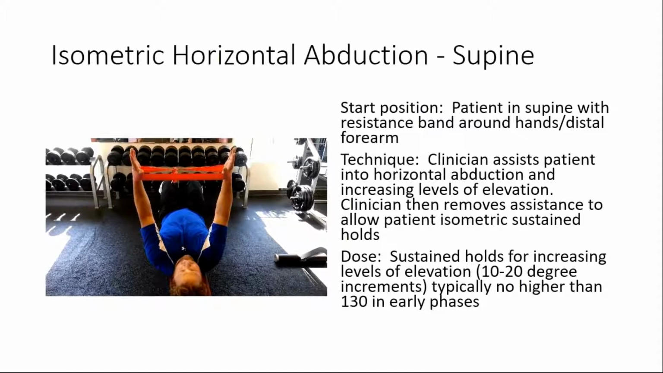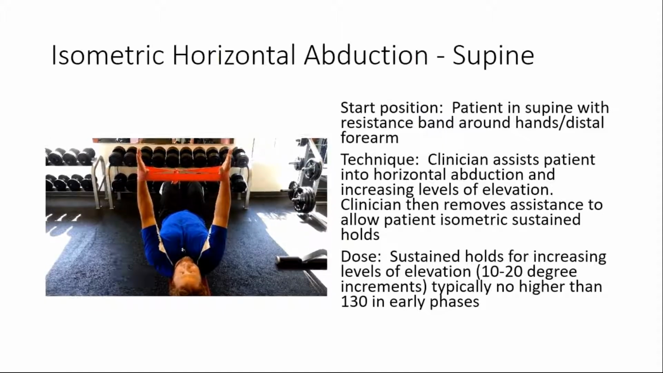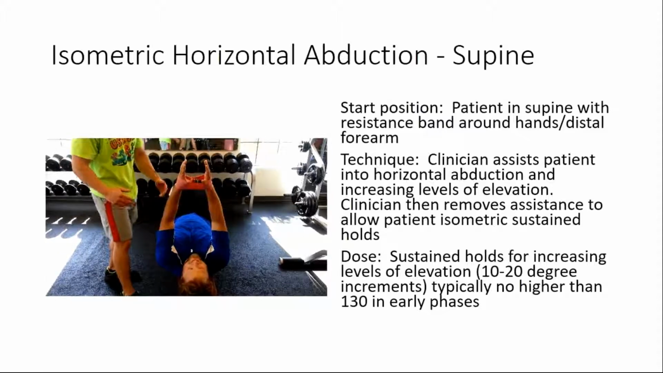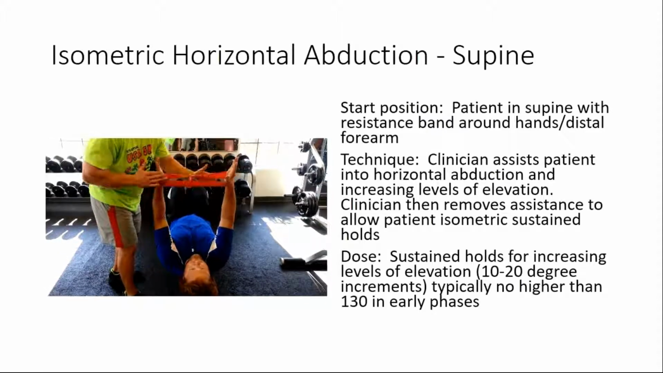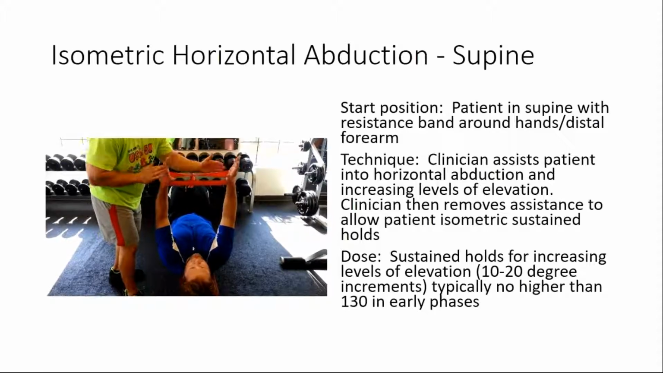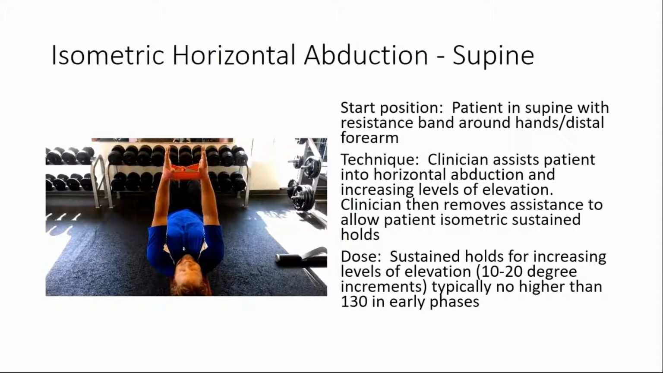Same deal here, right? This is a nice one for external rotator training. So I'm getting the external rotators. I'm also getting the periscapular musculature, middle trapezius, but I can do it in this nice supine position where he's not against gravity. It's not as hard. And then you can also add perturbation. So it's a nice one for endurance.